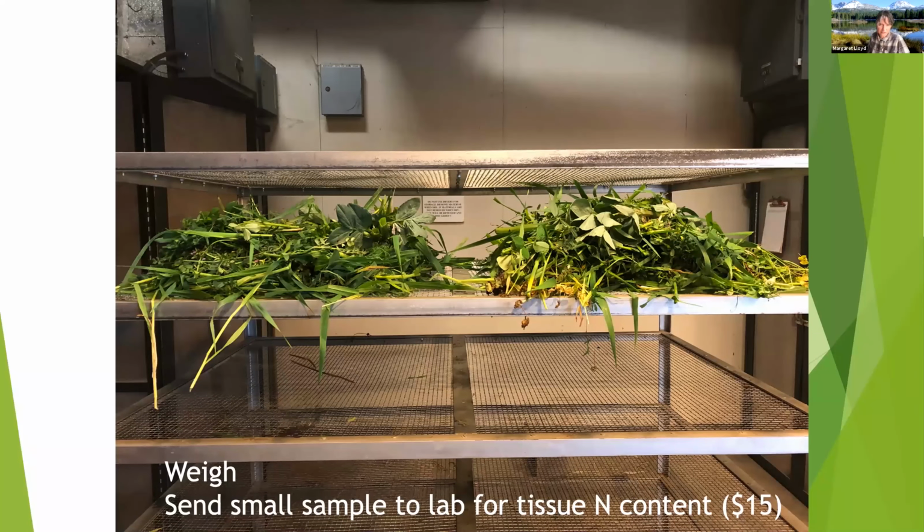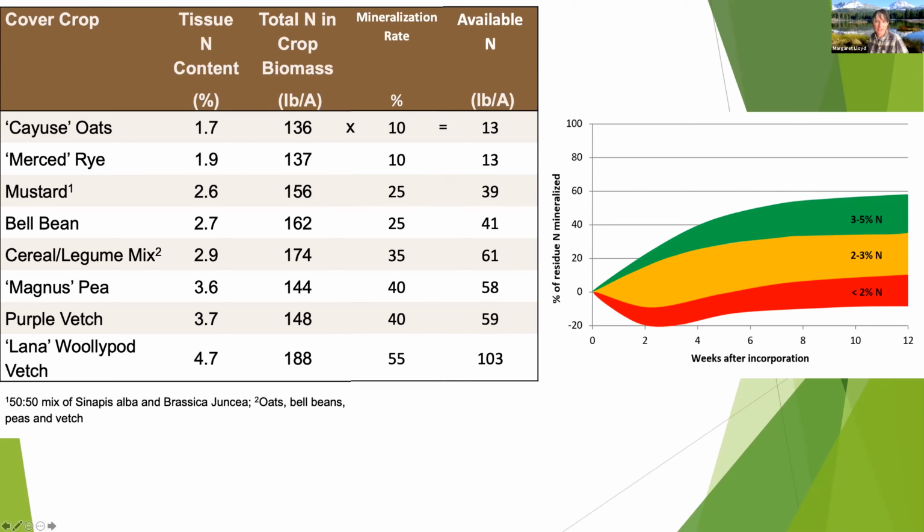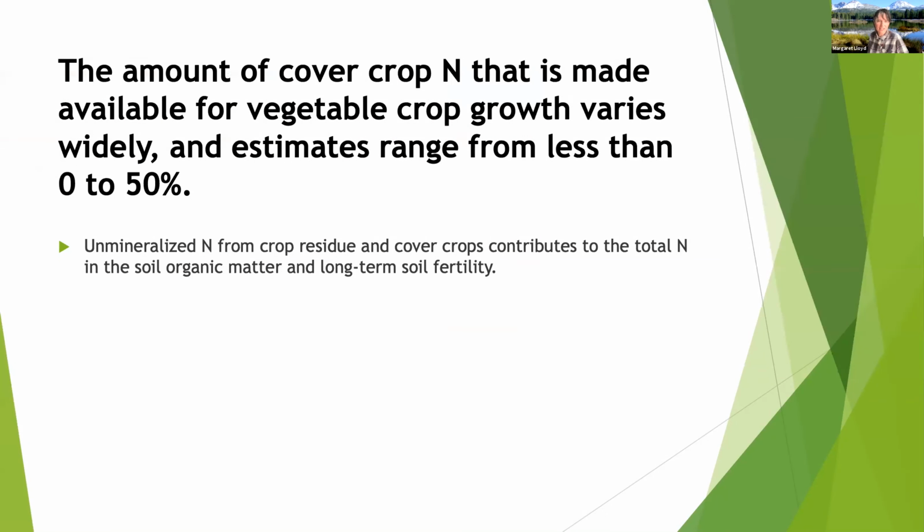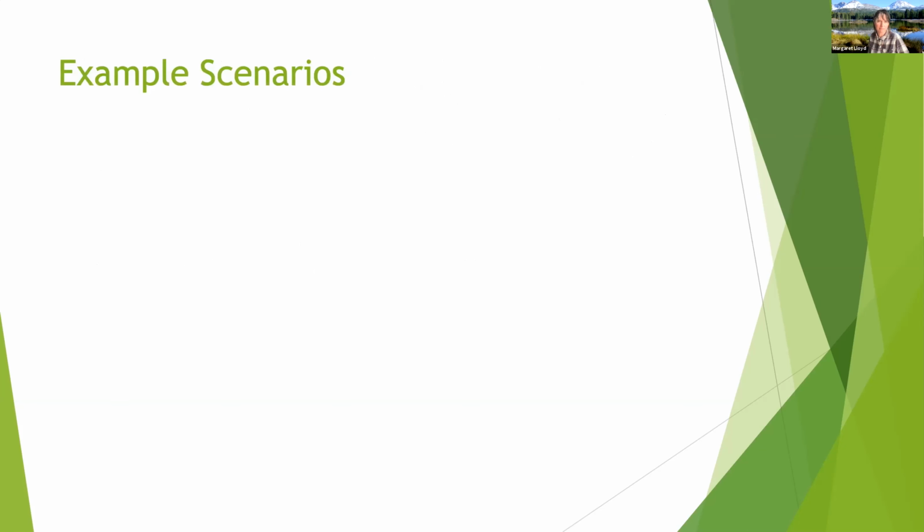So you'll be able to plug in your own numbers for tissue N content and cover crop biomass. And then you can use the information that we have provided to get your estimated plant available nitrogen. So in summary, the amount of cover crop N that is made available for vegetable crop growth varies widely, and estimates range from 0 to about 50%. So the unmineralized N from that crop residue and the cover crops contribute to the total N in that soil organic matter and the long-term soil fertility, but is less available in the short term.